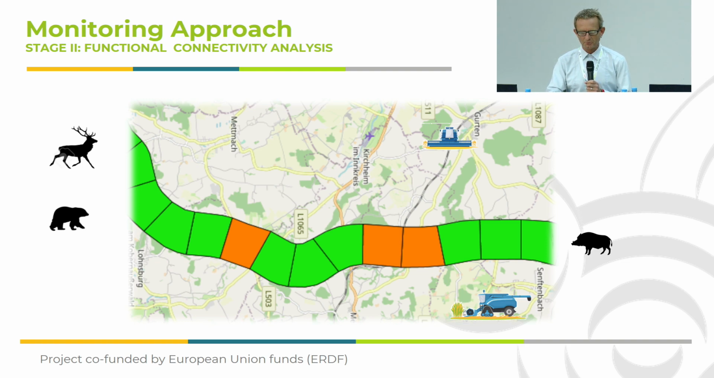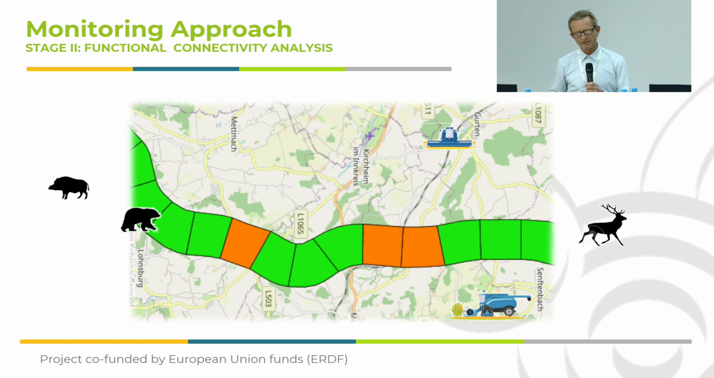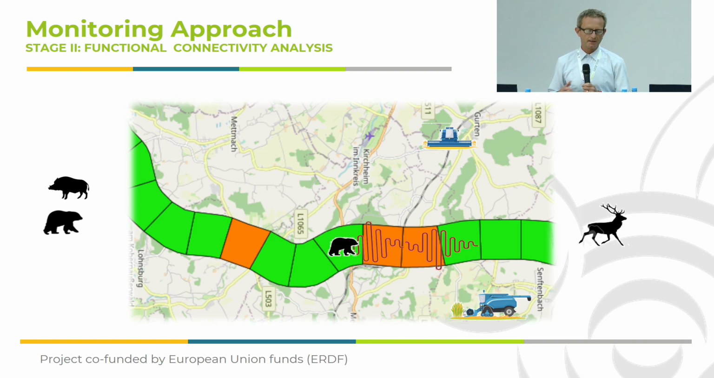The functional monitoring approaches show for which species it is possible to migrate through the corridor designated by the structural monitoring approach, and what the reasons are why, for example, in this case, the bear is not able to cross this corridor section, which is in orange. And I think there could be many reasons for this.